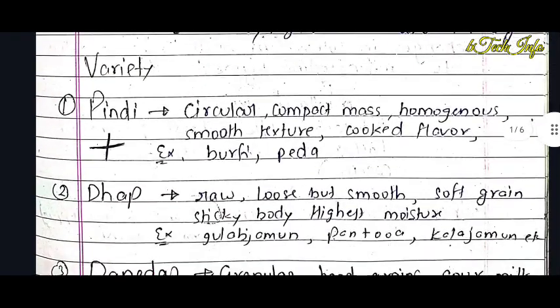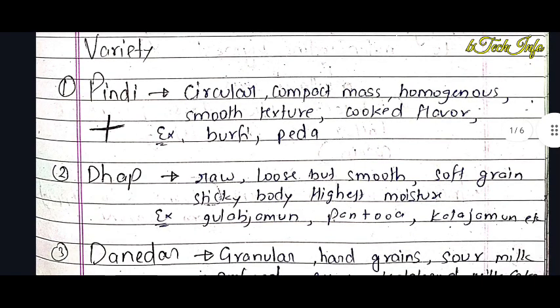Now we have three types of Khoa, or we can say varieties of Khoa. First one is Pindi, second is Dhap, and third is Danedar. First one, Pindi. It is a circular, compact mass with homogeneous, smooth texture, and it has a cooked flavor. And basically it is used for the preparation of barfi and peda and other sweets.